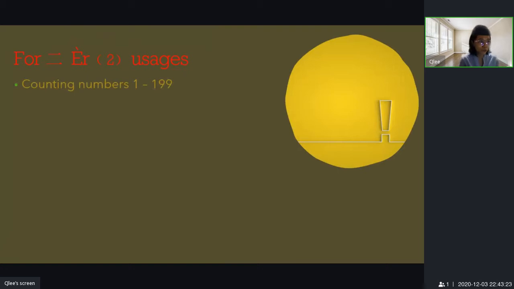So we use 二 in counting numbers from 1 to 199. We use 二, 二十, 二十, then 一百二十, 一百二十 up to 199. And the next usage will be answering the question of "what" followed by a noun.